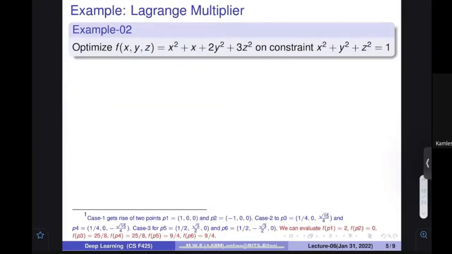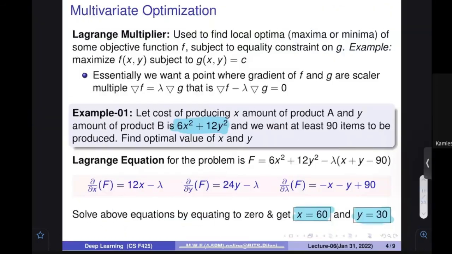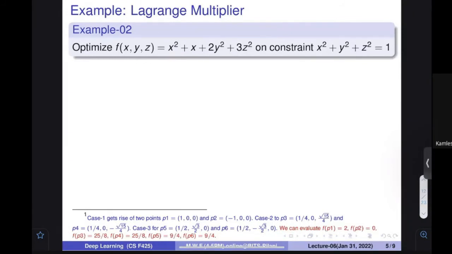Let me show you one more example, just for completeness, because here you can think that the condition was actually x plus y is equal to 90. It was a linear equation. You may think, can we also put nonlinearity at that place? So let me define this function of the three variables x, y, z: x square plus x plus 2y square plus 3z square. I want to optimize this value subject to the constraint that x square plus y square plus z square plus 1 is equal to 1.